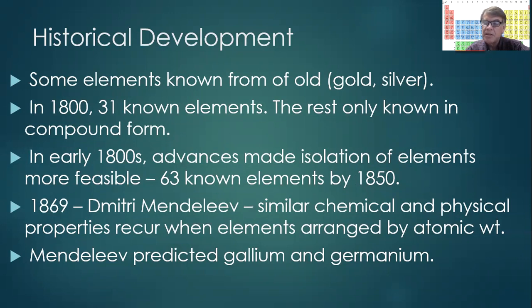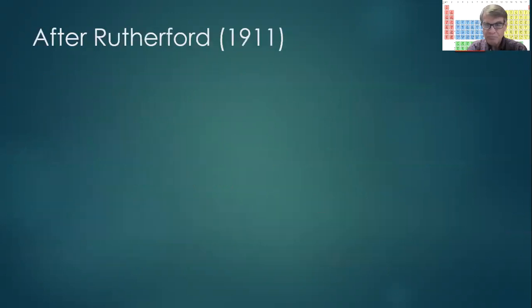So Mendeleev predicted the discovery of gallium and germanium. He called them ec-aluminum and ec-silicon because he thought they should be under aluminum and under silicon in his chart. And sure enough, they were eventually discovered. And thus the periodic table is born.